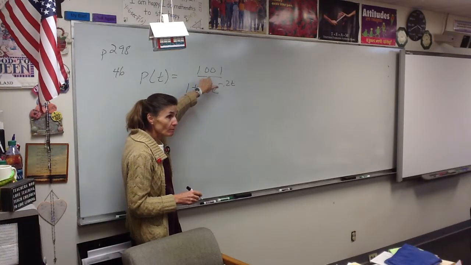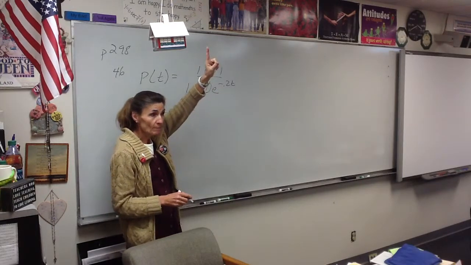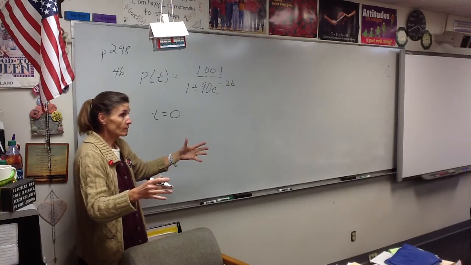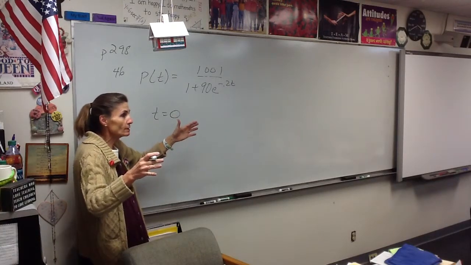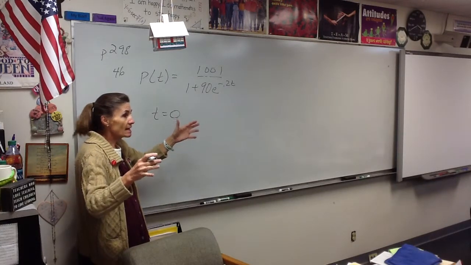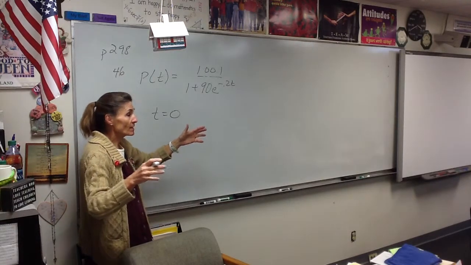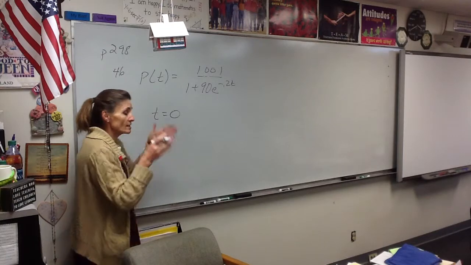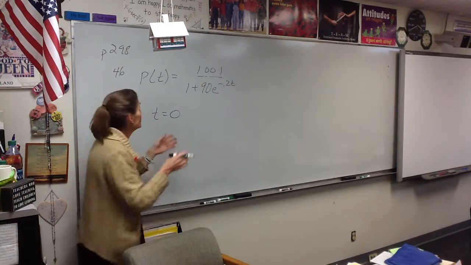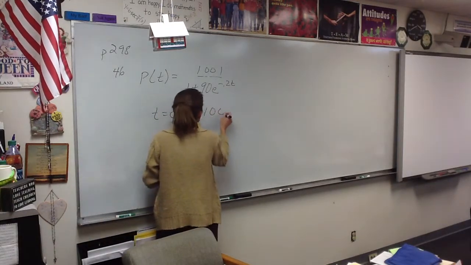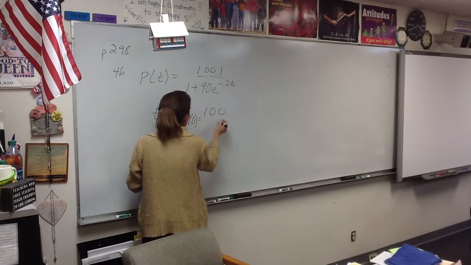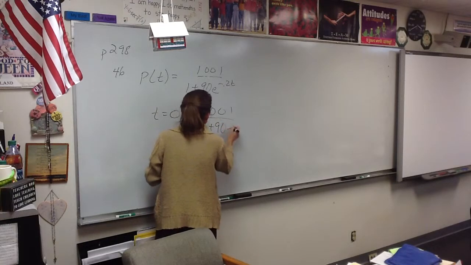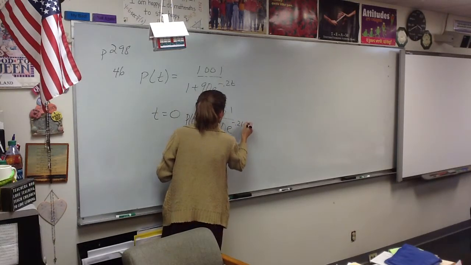What's that number? Limit to growth. That number tells me that wherever I am, Benjamin Harrison State Park, I can't have more than 1,001 deer. That's going to be the limit right there. That's not what the question is. The question is, how many deer did I start with? So I'm P of 0, so I'm going to put in 0.